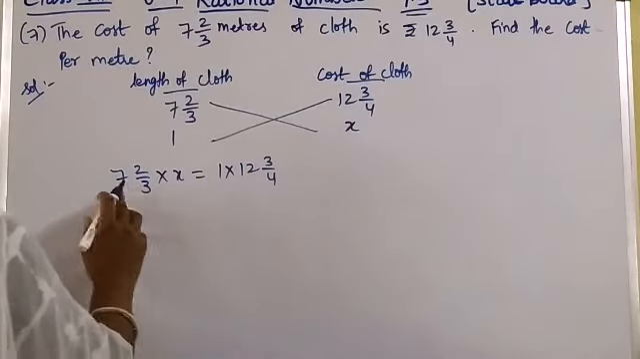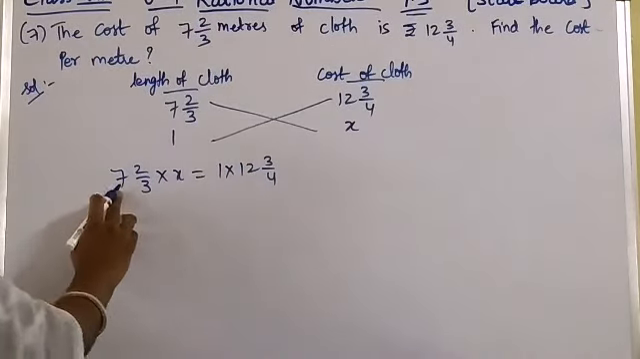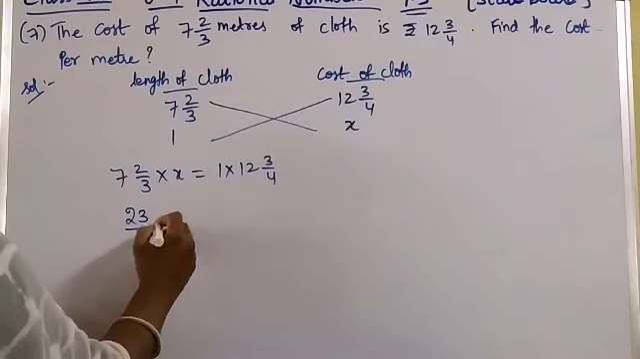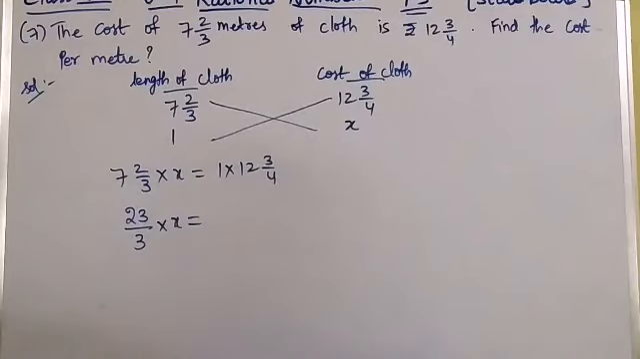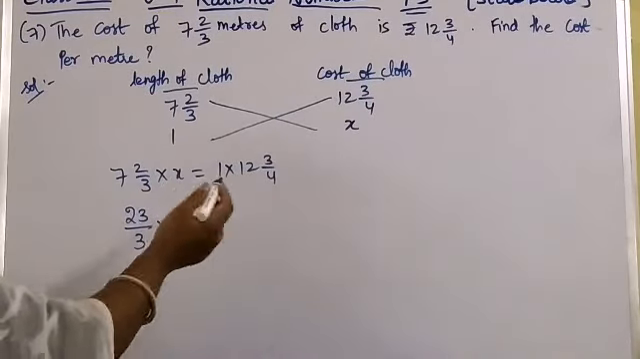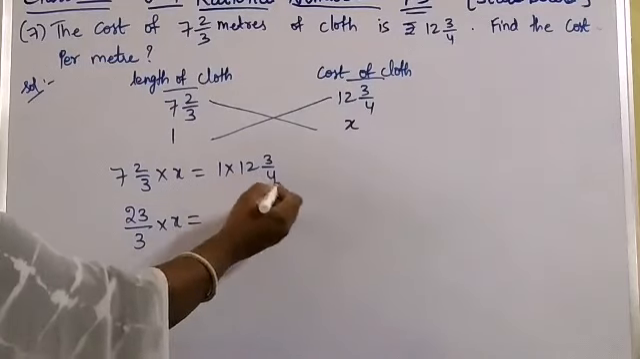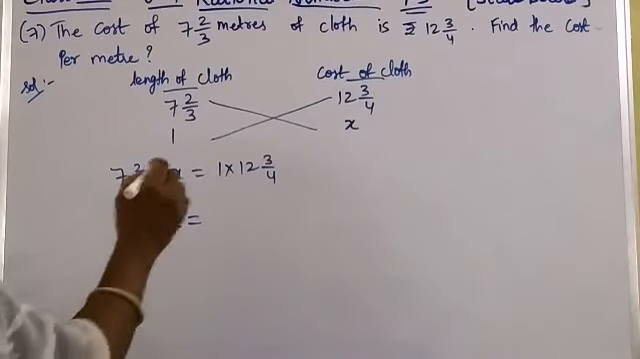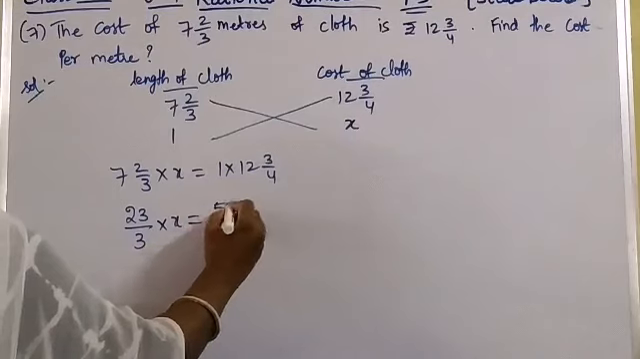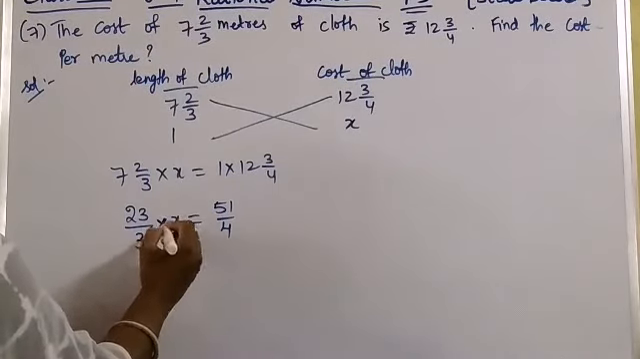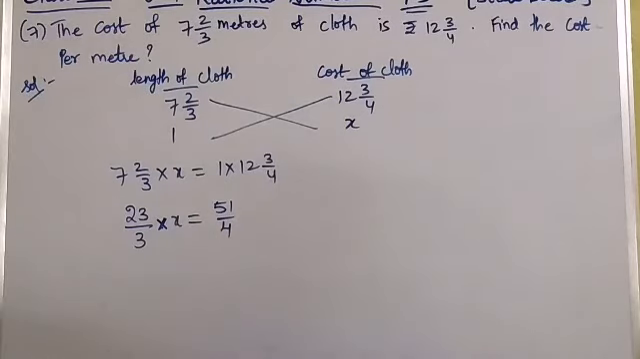Now 3 7s are 21, 21 plus 2, 23/3 into x equal to how much? Convert this mixed fraction into improper fraction. 12 4s are 48, 49, 50, 51. 51/4. Now when this multiplication transposes to the other side, it will become division.